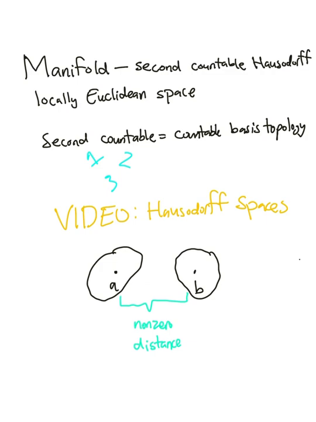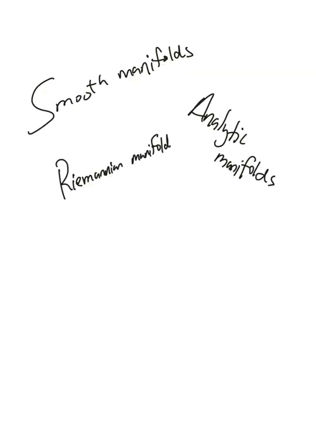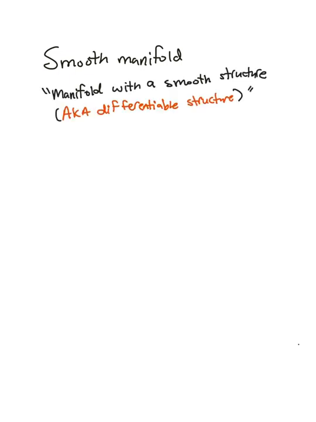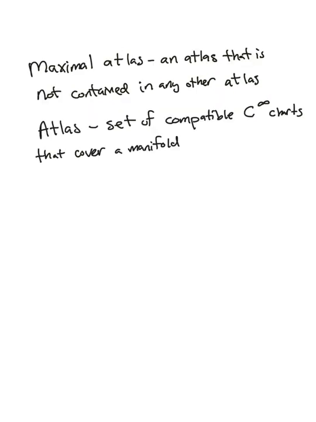The extra conditions of being Hausdorff and second countable are innocuous in most cases, but in some cases, it matters. There are many types of manifolds, like smooth manifolds, analytic manifolds, and more. A smooth manifold is a manifold with a smooth structure called the maximal atlas. A maximal atlas is an atlas on a manifold that is not contained in any other atlas. An atlas is a set of compatible C-infinity charts that cover a manifold.